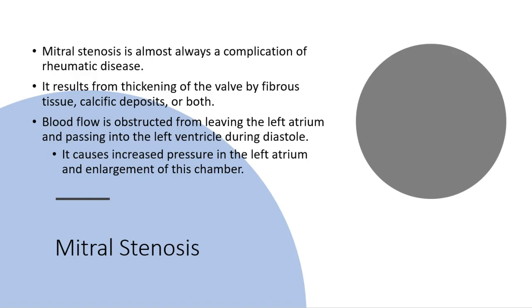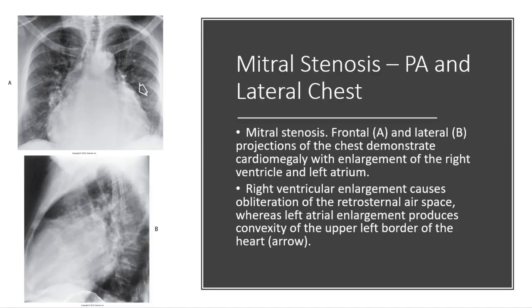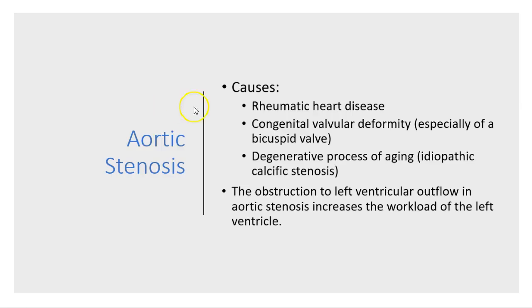All right, mitral valve stenosis is almost always a complication of rheumatic fever. It results from thickening of the valve by fibrous tissue, calcific deposits, or both. Blood flow is obstructed from leaving the left atrium and passing into the left ventricle during diastole. It causes increased pressure in the left atrium and enlargement of the chambers. So you can see here that we've got big problems.